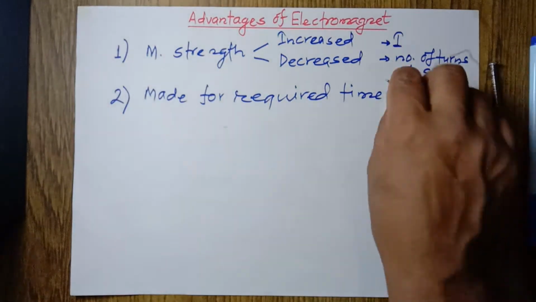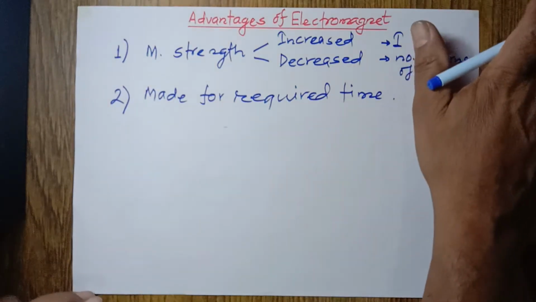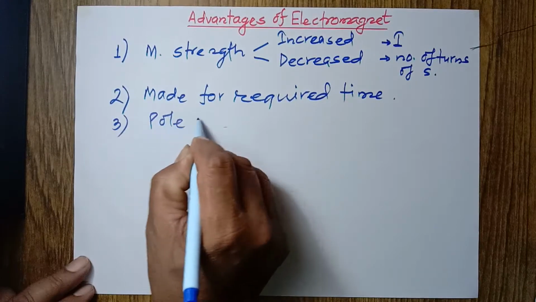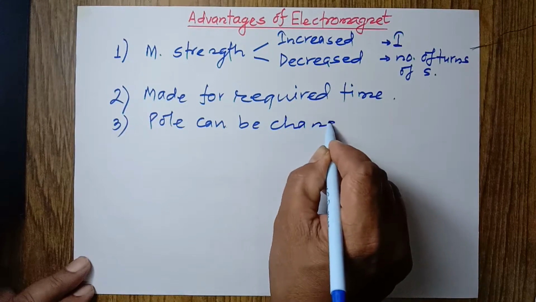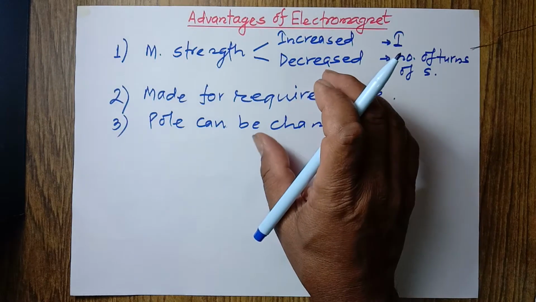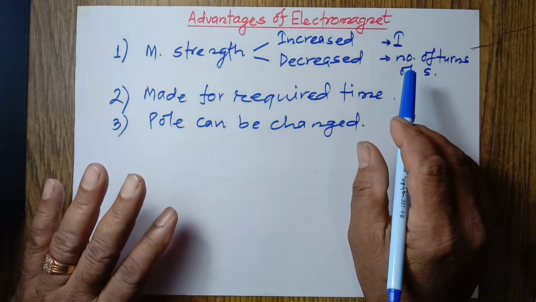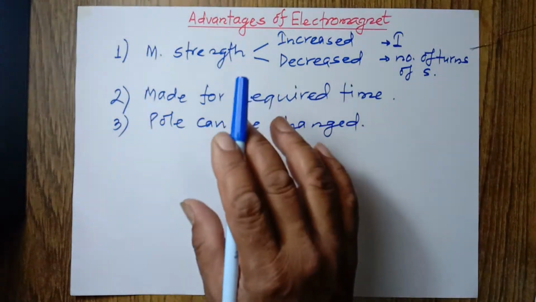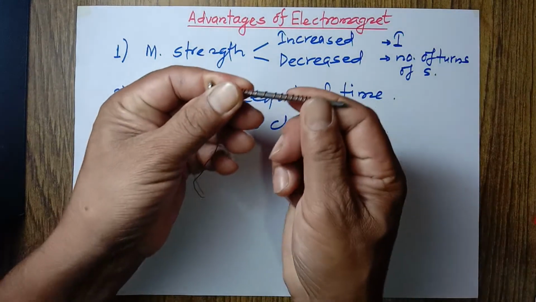Okay, now let's talk about another point, the third point. Magnetic pole of electromagnet can be changed. What does it mean? If we have a permanent magnet, it has a definite permanent north pole and south pole. We cannot change the north pole and south pole of that permanent magnet. But in the case of an electromagnet, we can change its pole also.